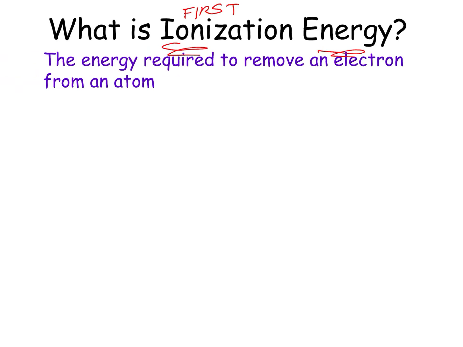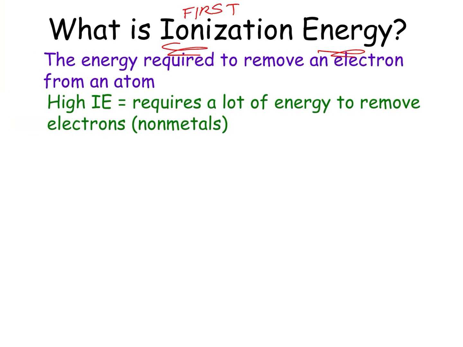Some atoms really want to lose electrons and some don't. So that's important to know first. If you have a high ionization energy, it's going to require a lot of energy to remove the electrons. So if you take a look at nonmetals, which you should know are on the right side of the periodic table, those are going to have higher ionization energies. And if you notice, it's because they have negative oxidation states, which we haven't talked about too much just yet. But if you have a negative charge, that means you've gained electrons, right?